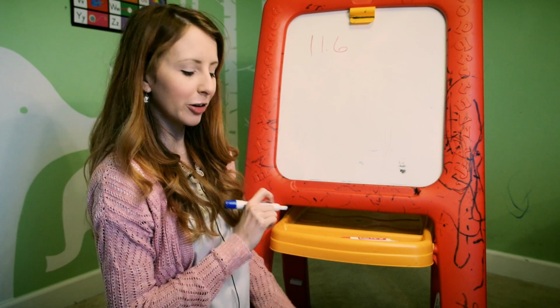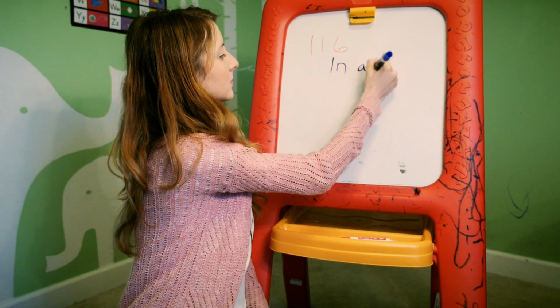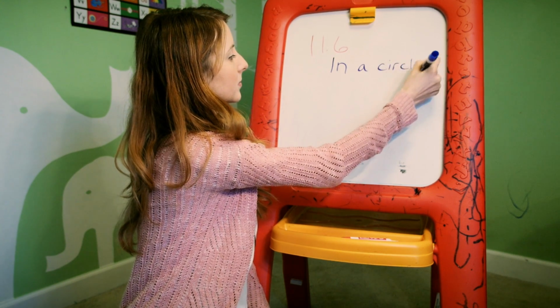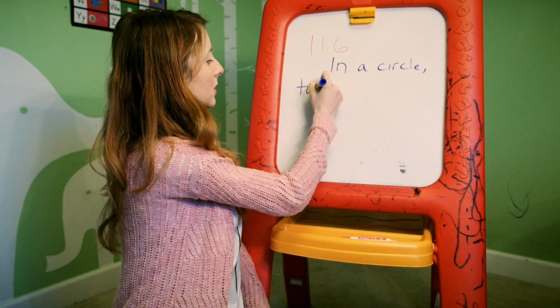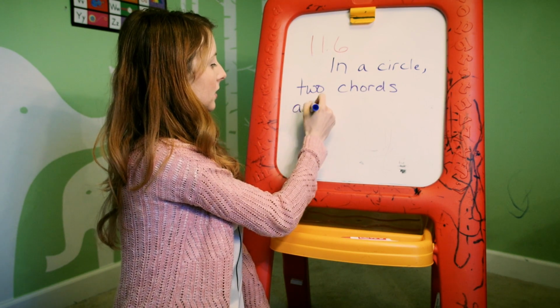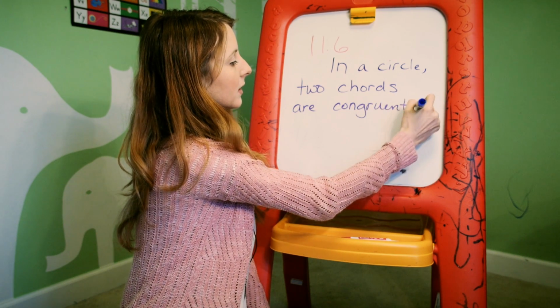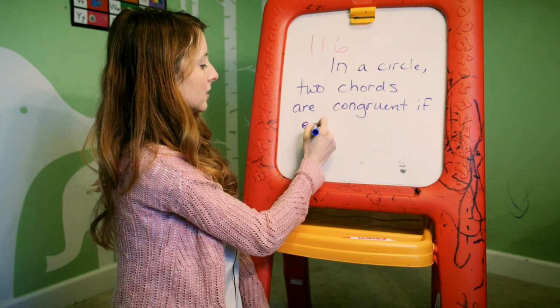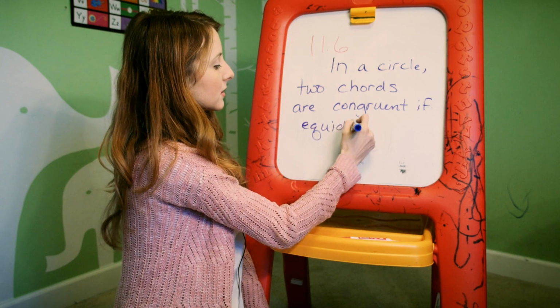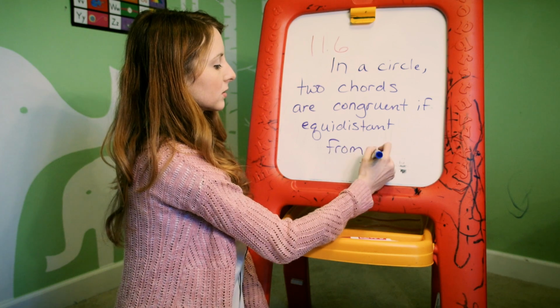Write it in a little darker color. In a circle, two chords are congruent if equidistant from center.